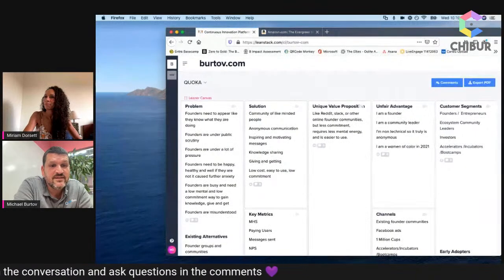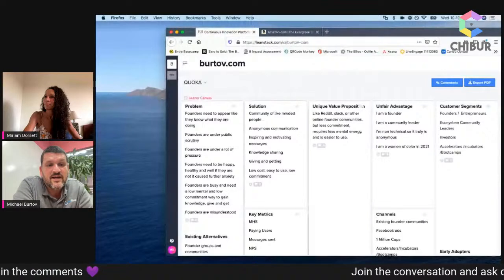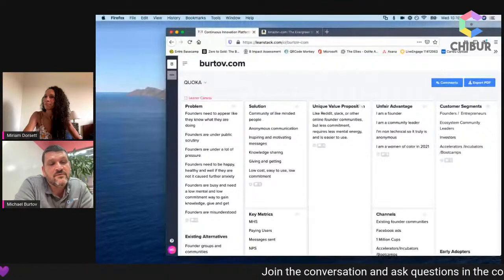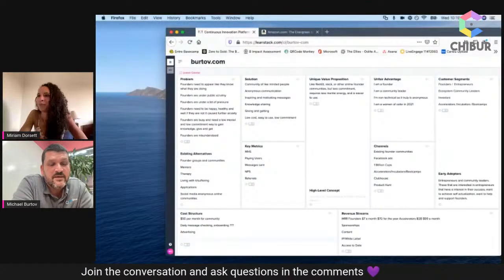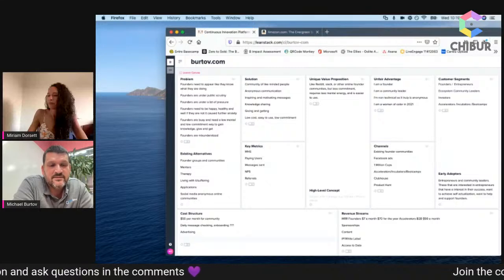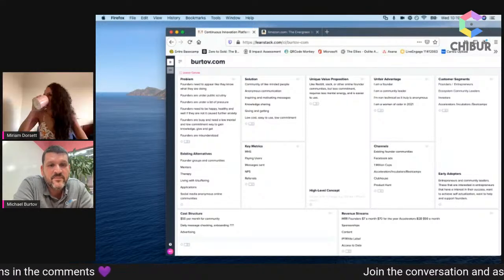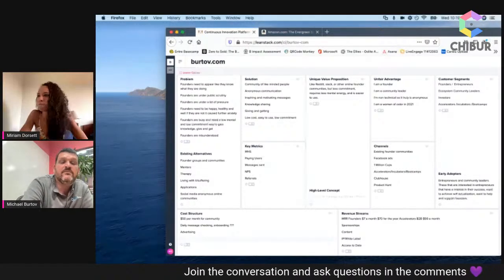So let's summarize, if you don't mind, one more time before we dive into the details. It's a texting app for founders to focus on their mental health and well-being. Is that a fair overview? Yep, that's a good overview. All right, so let's dive in. Tell me about the problem that you're solving.